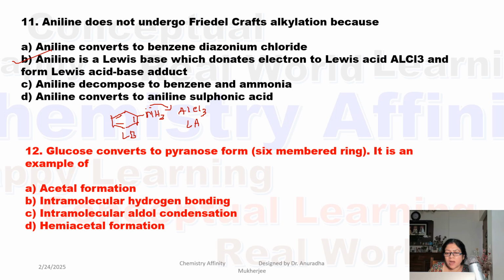Glucose converts to pyranose form. It is an example of acetal formation, intramolecular hydrogen bonding, intramolecular aldol condensation, and option D, hemiacetal formation. Correct option is hemiacetal formation.